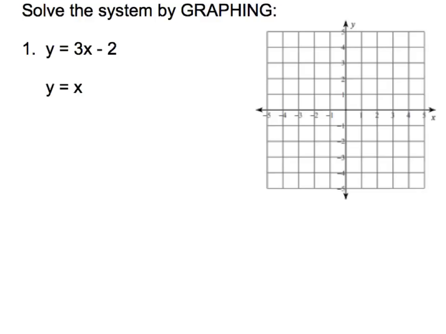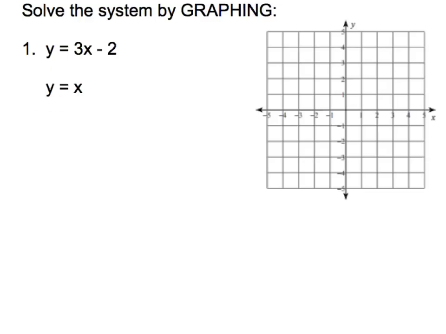Okay, here is our first example. The system is y equals 3x minus 2 and y equals x. So the first thing I need to do is graph both of these equations on this little sheet of graph paper here. Before I do that, I need to make sure they're both in slope-intercept form, which they are because they're both solved for y. So if y is by itself, I'm good to go.